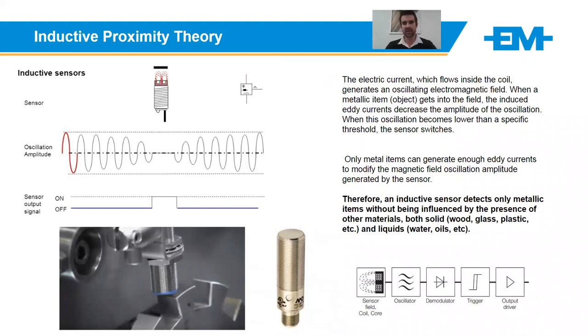So the electrical current flows inside of an oscillating magnetic field inside the inductive proxy's head. When an object comes closer to that proxy's detection head, the induced eddy currents into that object, obviously a metal object, will cause the oscillation amplitude to fall. As the eddy currents get induced inside the object, the oscillation will fall. The lowering of this amplitude will trigger the sensor's output to activate. This is a quite important fact because it means that only metallic objects are detected by an inductive proxy. No wood, no water, glass, anything else may be flying around, oils, it does not affect the detection of the proxy.